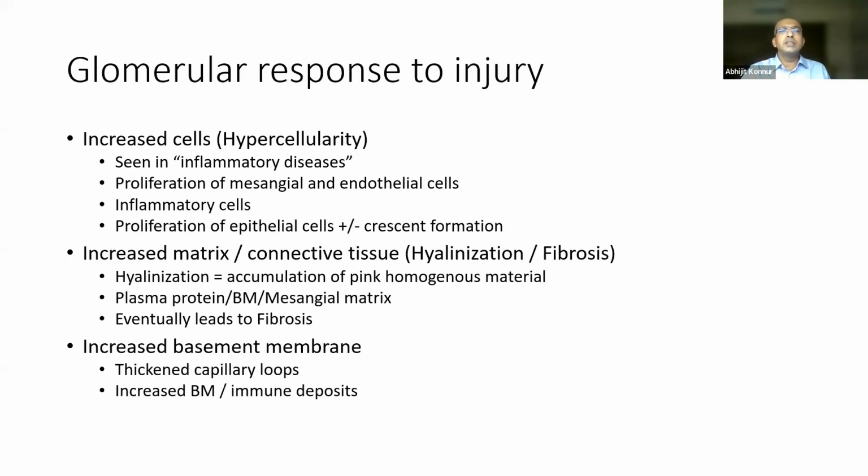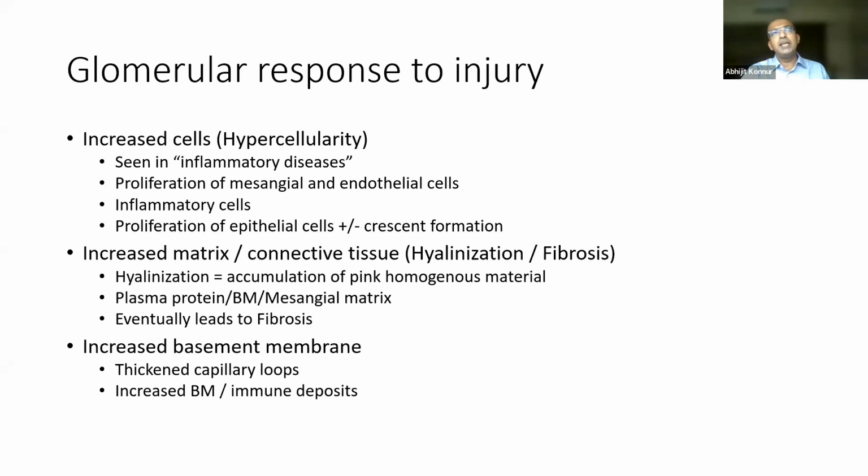How does the glomerulus respond to injury? This is very important to know, because in the end, the outcome of glomerular disease depends on this. Initially, you have an increased number of cells that come rushing into the glomerulus. These are seen in inflammatory states, and there is proliferation of either the local mesangial cells, which are modified macrophages, or the endothelial cells. There are inflammatory cells like lymphocytes and neutrophils that come rushing into the glomerulus. And there may be proliferation of epithelial cells.